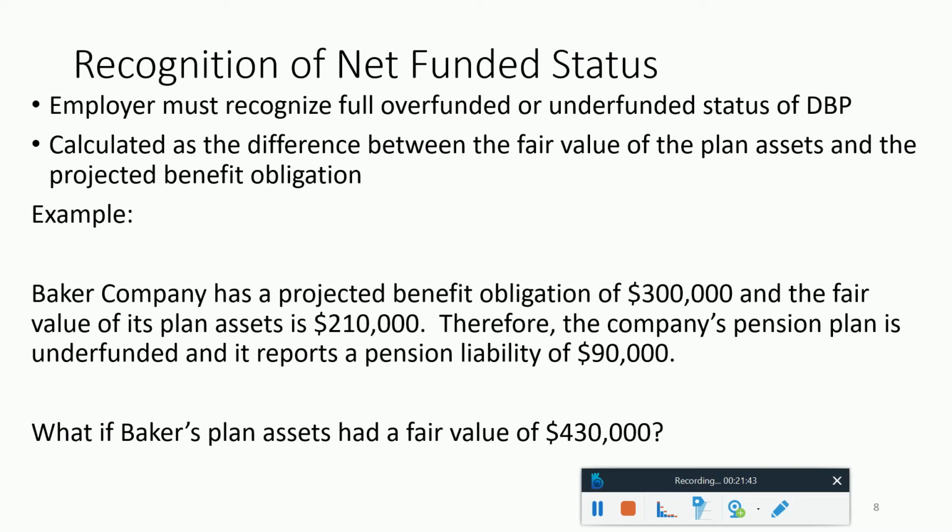Now, on the flip side, if the fair market value of the plan assets was $430,000, in this case then, we say that the pension is overfunded by $130,000. And so what you're going to see is an asset of $130,000, like a pension plan asset, on the face of your balance sheet.